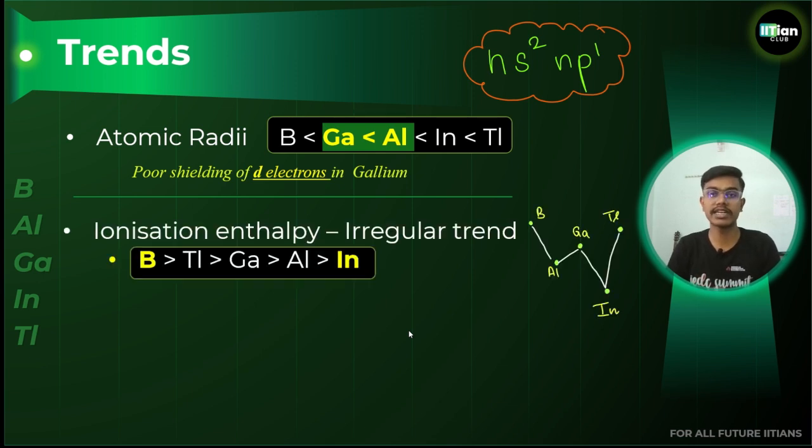It follows an irregular trend, and when you draw that in a graph, you will get the graph as W.